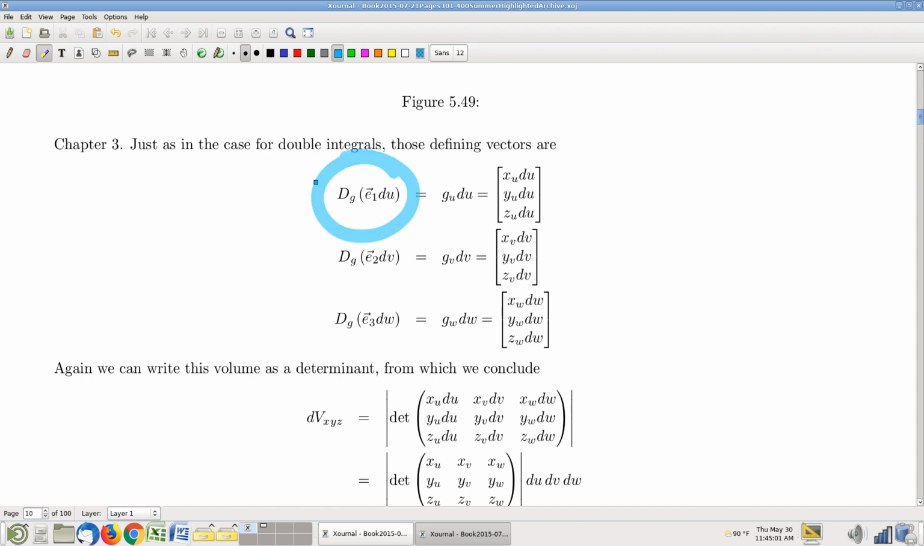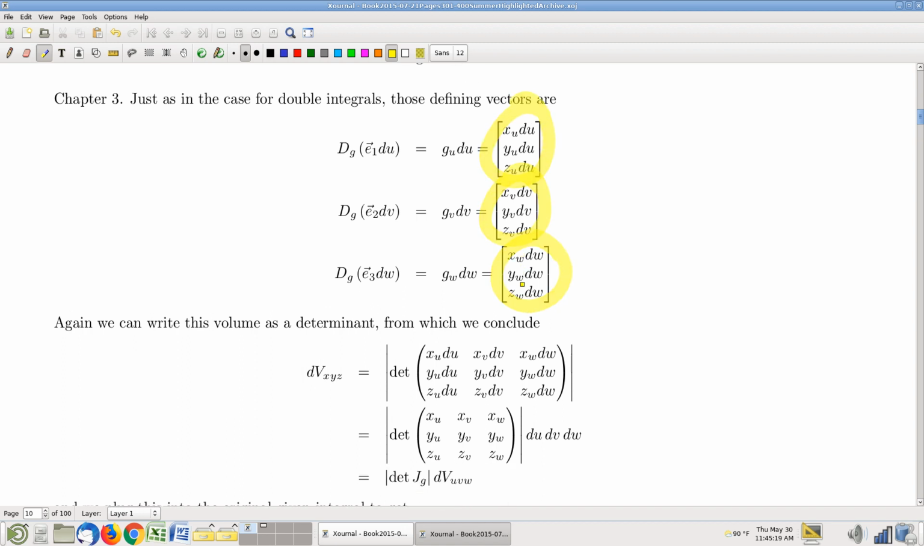what the derivative transformation does, scalars can factor out. The remainder is a partial derivative, just like in the two-dimensional case. So that gives me three edge vectors for a parallelepiped. The volume then is that determinant. You notice the common factor. Every term in this determinant is going to have a common factor of du, dv, dw.